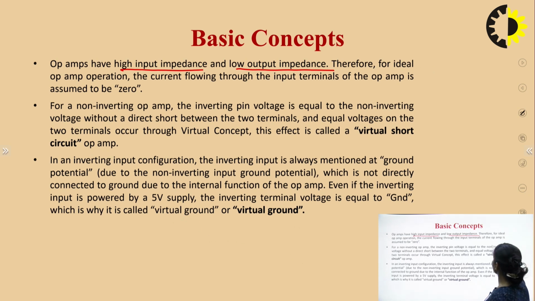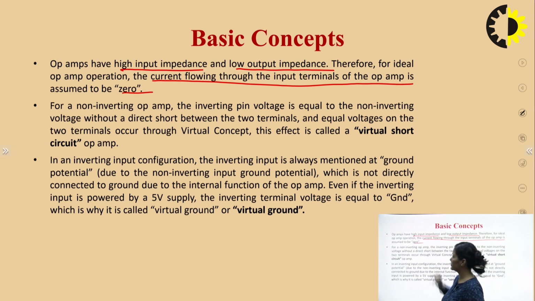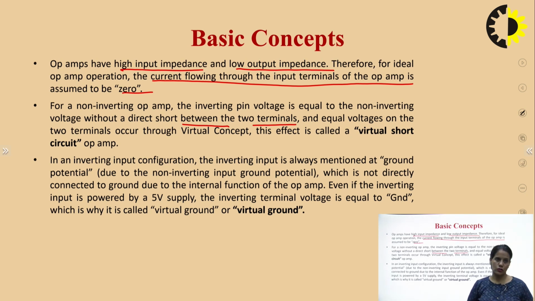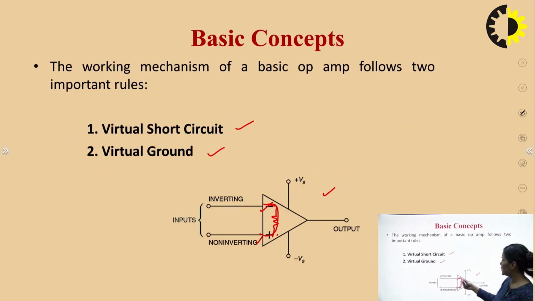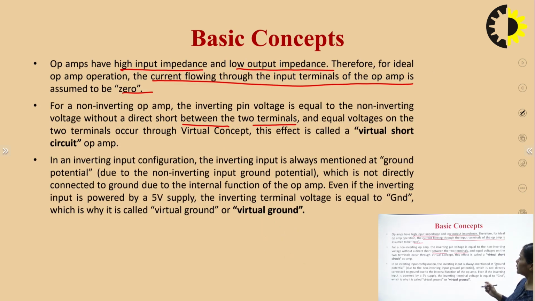So, this is the first concept. Therefore, for ideal Opamp operation, the current flowing through the input terminals of the Opamp is assumed to be 0. For an Opamp, the inverting pin voltage is equal to the non-inverting voltage without a direct short between the two terminals. The equal voltages on the two terminals occur through the virtual concept. So, this is known as the virtual short. What does that mean? Whatever the voltage is on the non-inverting terminal, the voltage at the inverting terminal is considered the same.